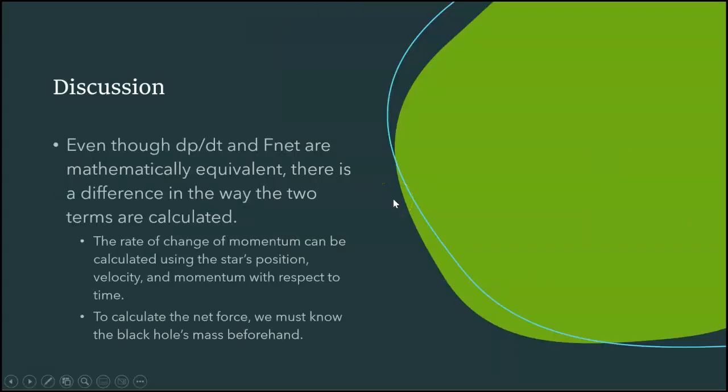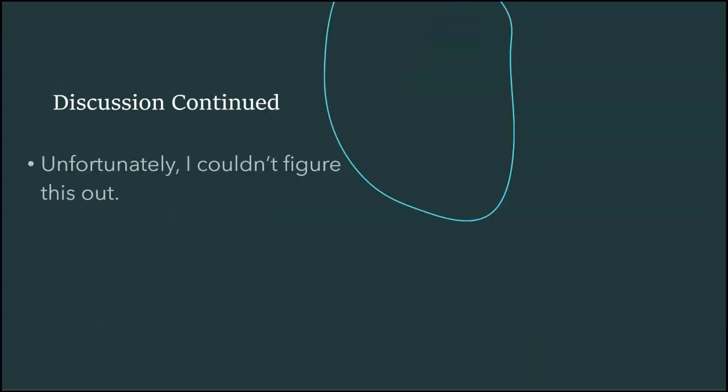In our overall discussion, we can say that even though the change in momentum over time and F net are mathematically equivalent, there is a difference in the way they are calculated. The rate of change in momentum can be calculated using the star's position, velocity, and momentum with respect to time. However, to calculate the net force, we must first know the black hole's mass beforehand.